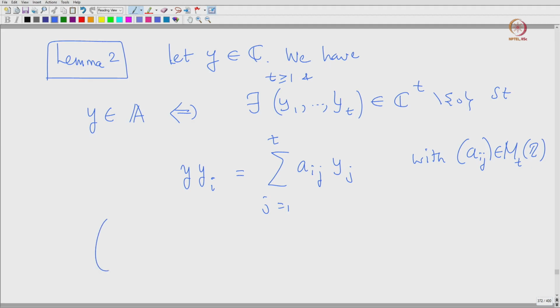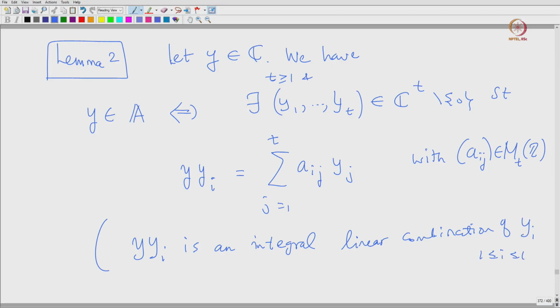So, what does this mean? This means y y_i is an integral linear combination of these y_j's. So, this is what this equation star means. Whenever you have y_1 etcetera y_t, not all of them 0, such that y y_i is nothing but an integral linear combination of y_j's, then you actually have y an algebraic integer.